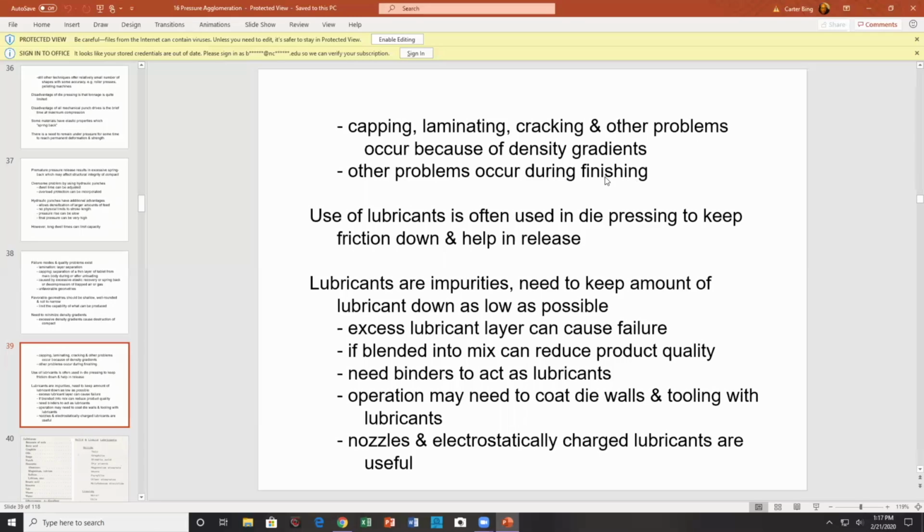Other problems occur during finishing. Lubricants are often used in die pressing to keep friction down and help the release. Lubricants are an impurity, so you need to keep the amount as low as possible. An excess lubricant layer can cause failure, and if blended into the mix, it can reduce product quality. You need binders to act as the lubricants.